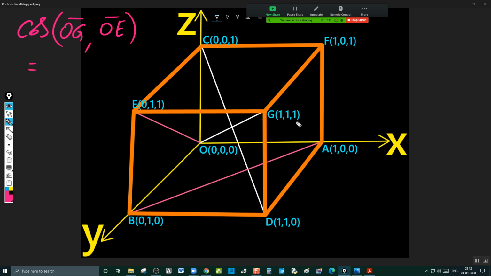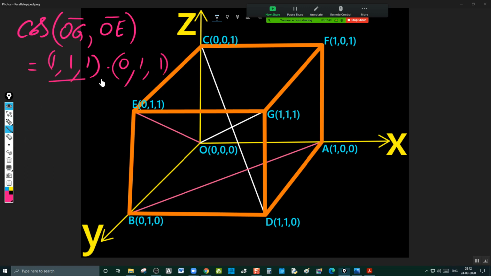OG bar is 1, 1, 1, and OE bar is 0. You can take the difference in either of the ways, no problem. From this side or from that side, you can take, no problem. I'm taking the difference: 0 minus 0, 1 minus 0, 1 minus 0.